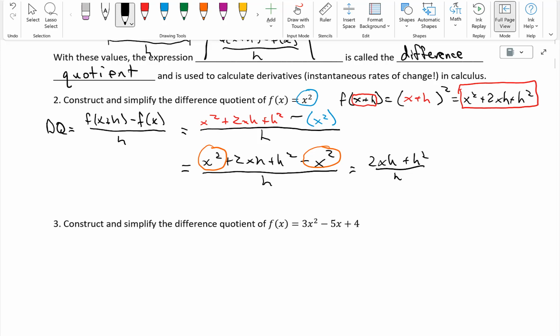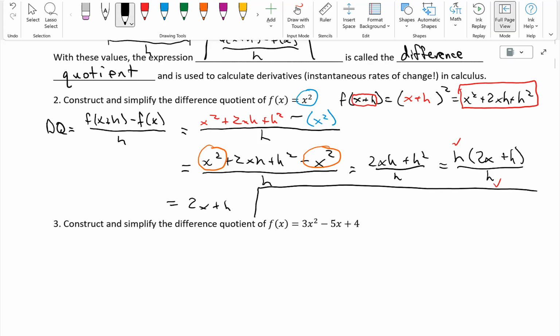And then we want to factor out an h. Our goal is to get rid of that h in the denominator. That would become 0 if we looked at what happened as the distance between those two points became 0. So if we factor out the h from the numerator, we get 2x plus h left inside all over h. We divide out those common factors of h. And we're left with, for our DQ, 2x plus h.